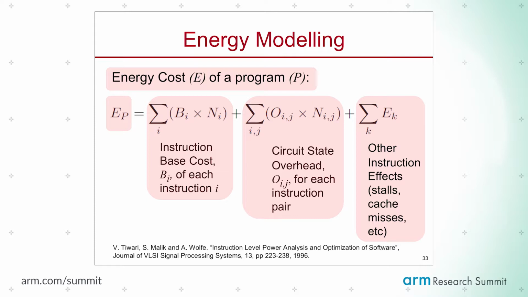And then I also need to consider how much it costs to switch the circuit state from executing instruction I to instruction J. That's the circuit state overhead. I need to determine this, I need to measure this for all instruction pairs I and J, and then multiply this with the number of times these instructions swap over in a program execution. And then, of course, there's other factors, pipeline stalls, cache misses, etc., that I also need to consider.